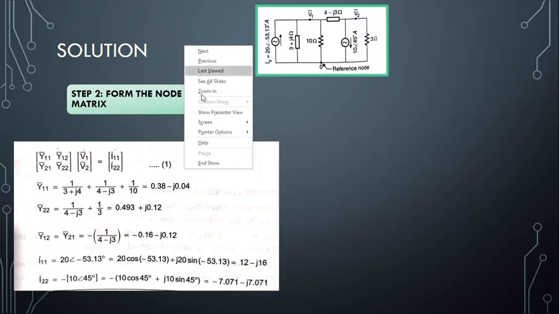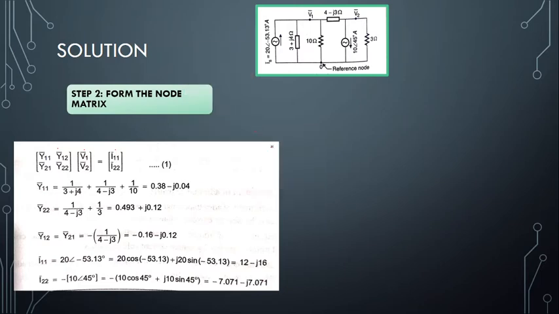Right. Now after writing the node basis matrix, what are we supposed to do? I need to find the elements of this matrix. So I need to find what Y11, Y12, Y21, and Y22 are. V1, V2 are the node voltages that we have defined, so they will remain the same. And I11, I22 are the current sources present in our given circuit.